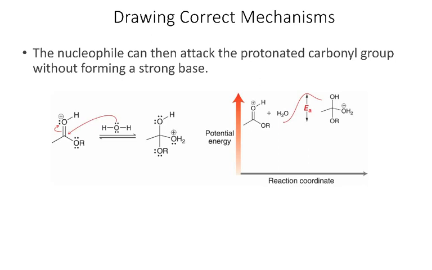And so, actually, I guess I just drew this on the last slide, but it doesn't hurt to see it again, right? By protonating our carboxylic acid, or I'm sorry, by protonating our ester first, then when we have the nucleophilic attack of the water, we don't form that negative charge. We're not forming a strong base, and so that is an allowed step for a mechanism in acidic conditions.